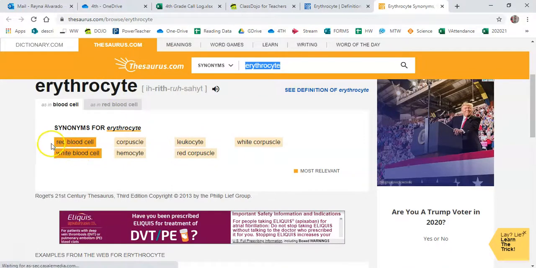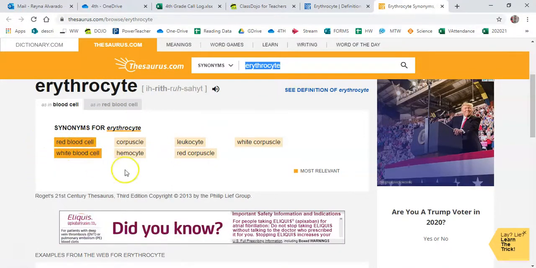So it is a red blood cell. It is a white blood cell. Oh, boys and girls, can you tell me what we're going to be reading next? We're going to be reading about science, right? So let's go ahead and copy the definition and the synonyms.